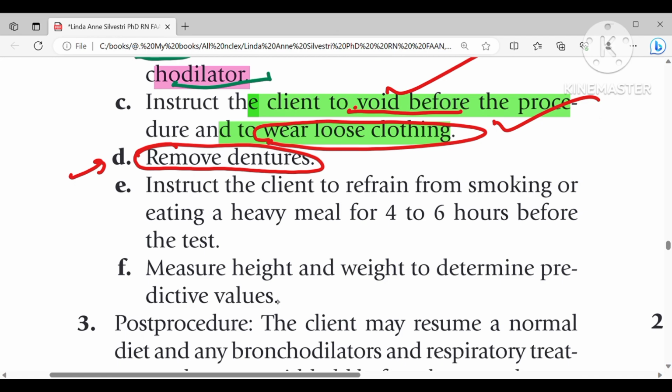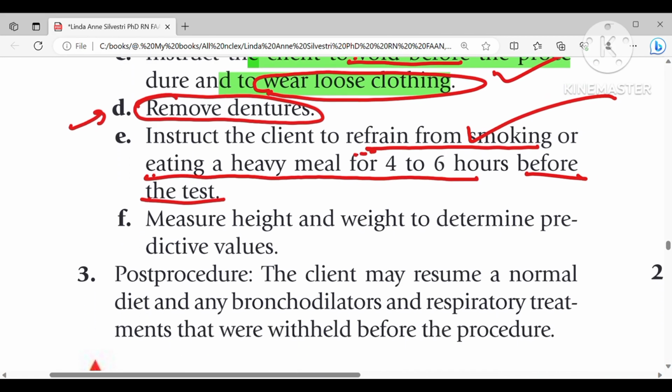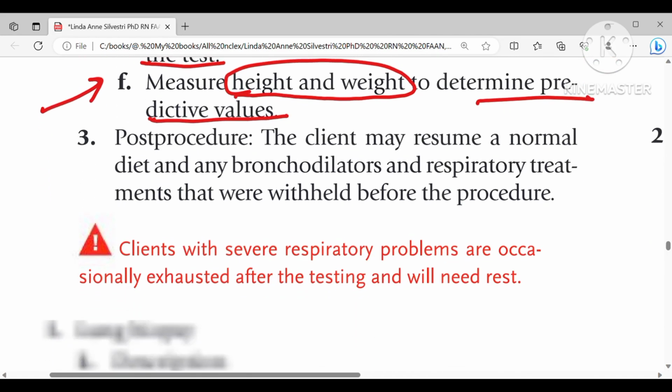Next one is instruct the client to refrain from smoking or eating a heavy meal for 4 to 6 hours before the test. Okay. Measure height and weight to determine predictive values. So we should measure his height and weight also.